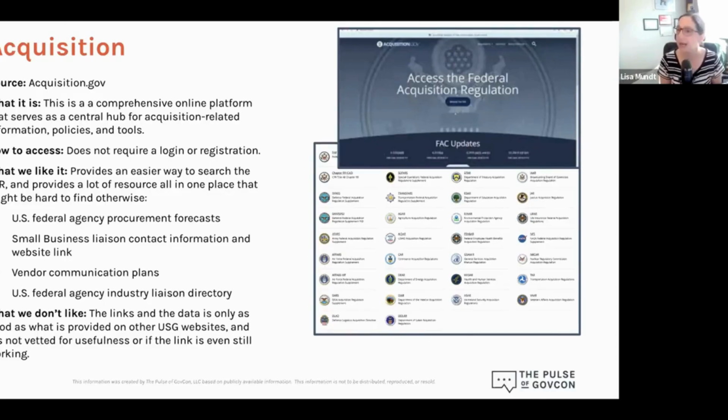Now, again, what we don't like, links and data are only as good as what's provided on other USG websites. And it's not necessarily vetted for usefulness or if the link is even still working. So there could be a lot of broken links in there too. But definitely a good place for points of contact.